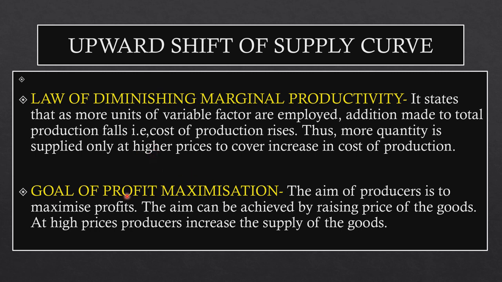Next is the goal of profit maximization. The aim of the producer, we know, is to maximize profits. This aim can be achieved only by raising the price of goods. That means you are supplying more goods at higher prices. The higher the price of the goods, the more is the supply. So at high prices, producers usually increase the supply of goods because they want to make more profits. So this is all we have from the video today.